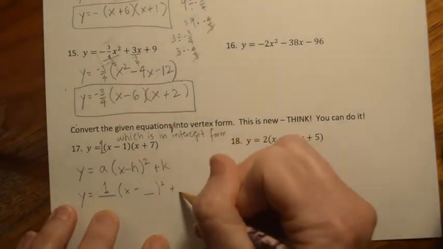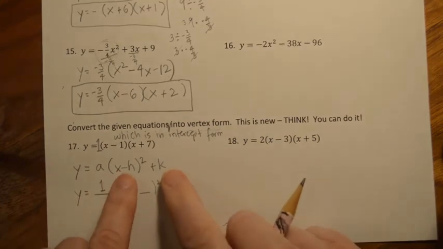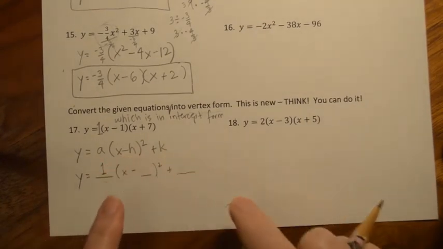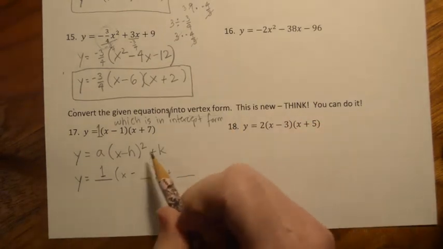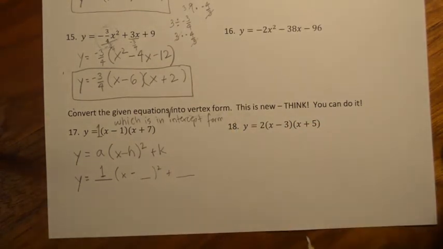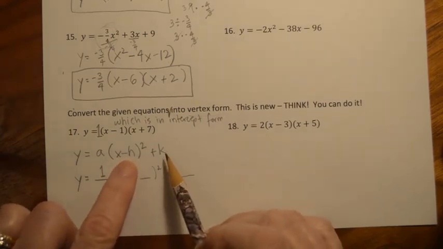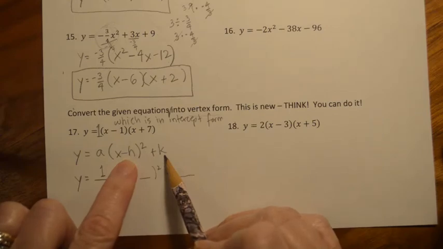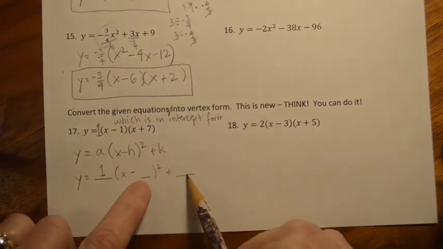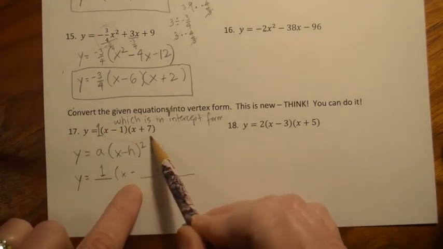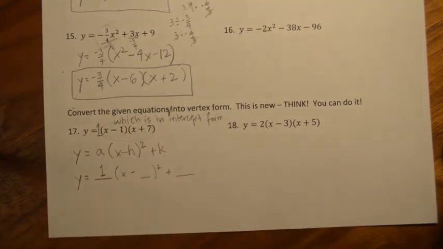The next thing we need to do is find h and k. So what are h and k? What do they stand for? Not what are they, that's what we're trying to find, but what do they stand for? Hopefully you remember that h and k stand for the x and y coordinates of the vertex. So it's asking us to fill these two spots in with the coordinates of the vertex of this quadratic.